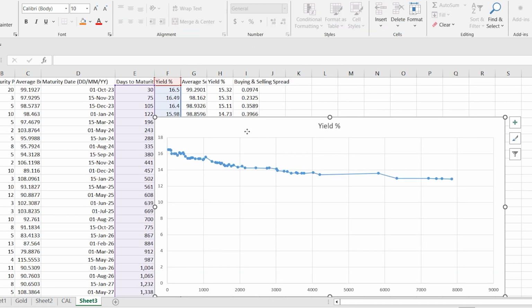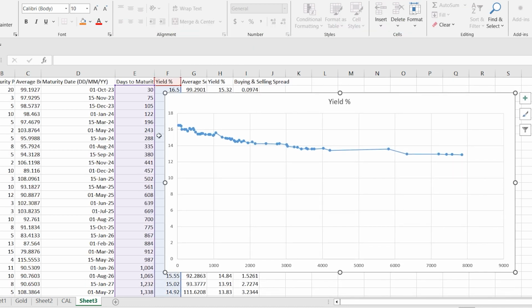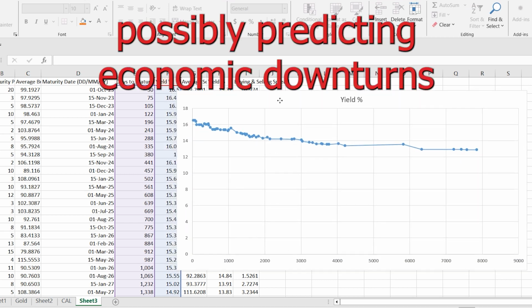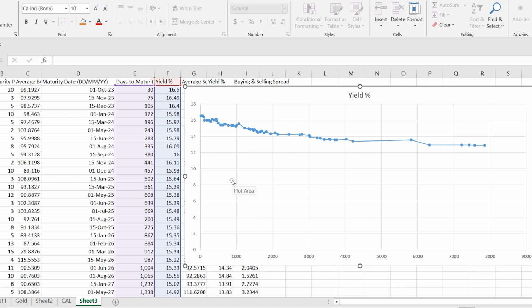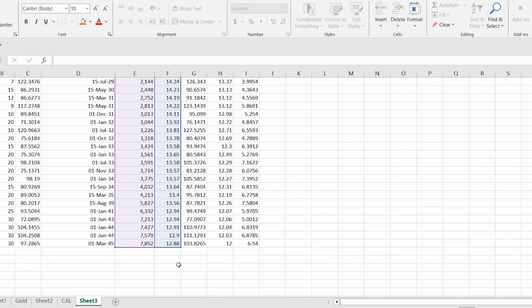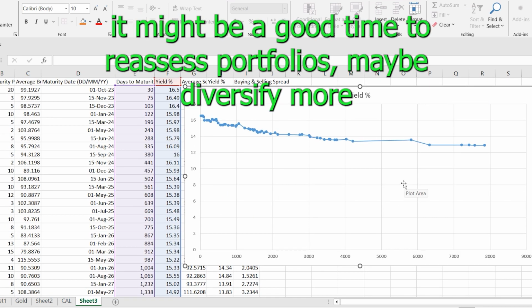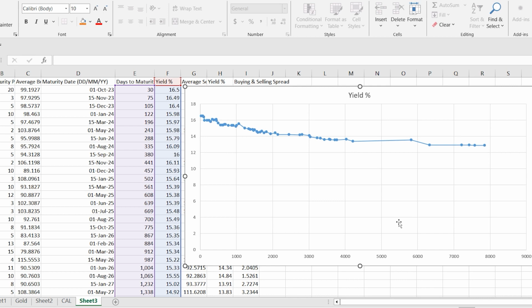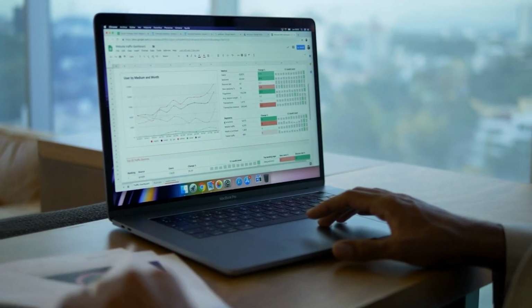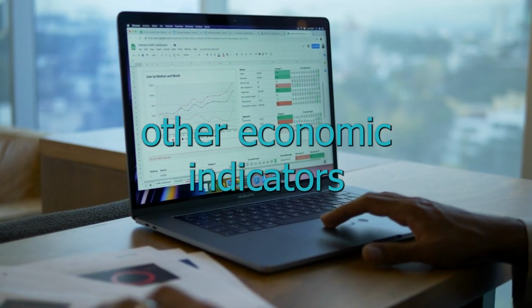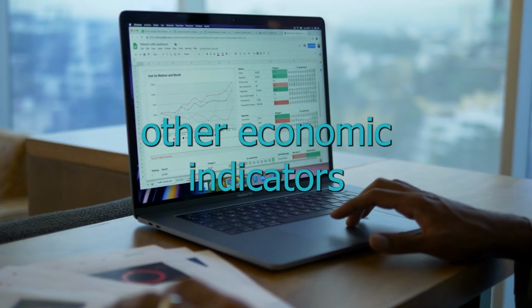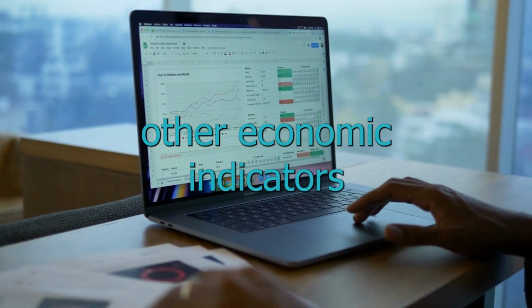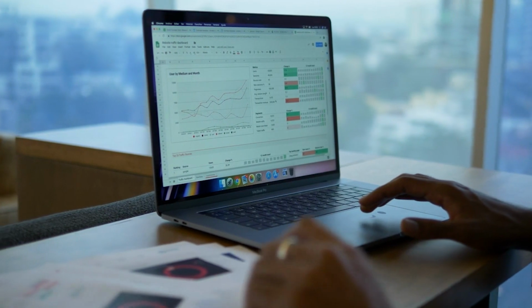For investors, this can signal a few things. Caution, the market is possibly predicting economic downturns or at least some uncertainty in the near future. Opportunity, for some, it might be a good time to reassess portfolios, maybe diversify more, or look for safer, long-term investment options. Stay informed, it's essential to keep an eye on other economic indicators too. One signal doesn't determine everything, but it's a significant piece of the puzzle.